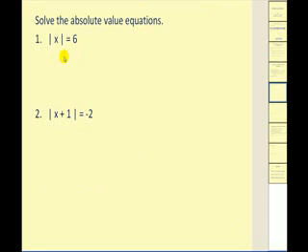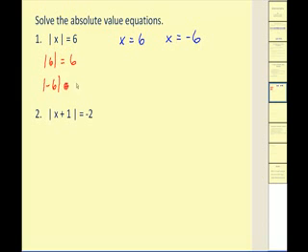Let's go ahead and give it a try. The absolute value of x is equal to 6. Our absolute value is already isolated, so our two equations will be x is equal to positive 6 and x is equal to negative 6. And just to check this, the absolute value of 6 is positive 6, and the absolute value of negative 6 is equal to positive 6. That checks.